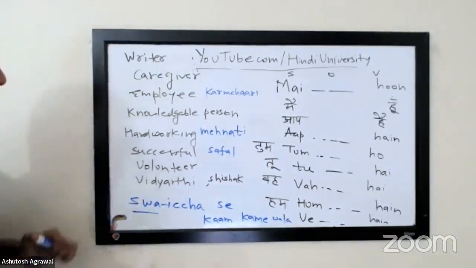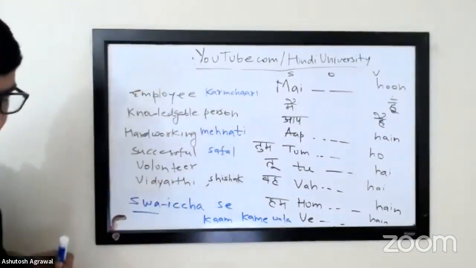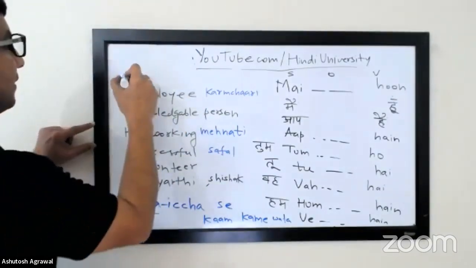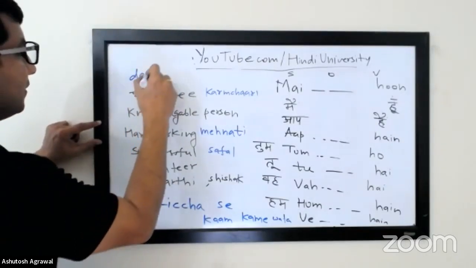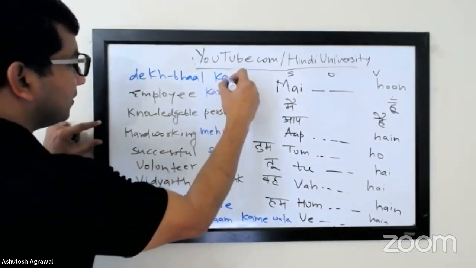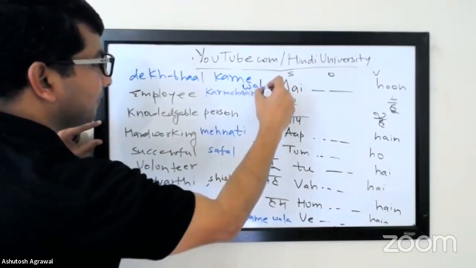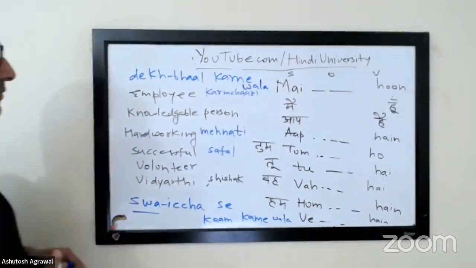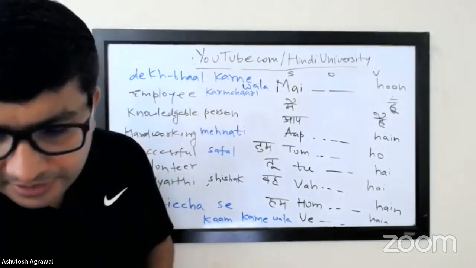I'm gonna erase it and I'm gonna write it down because the whiteboard is full. So caregiver is देखभाल करने वाला. Okay, for a male, for a female, देखभाल करने वाली. For plural, देखभाल करने वाले.